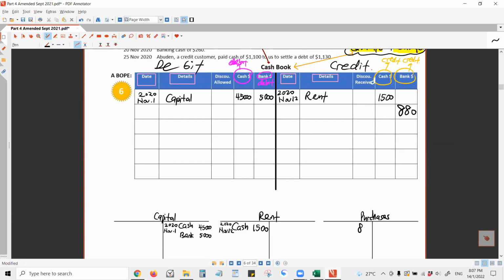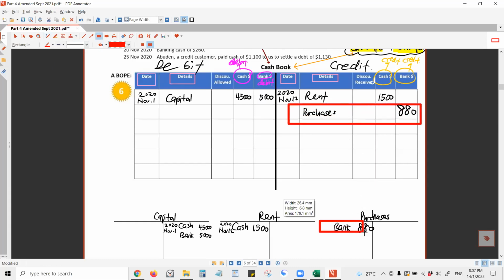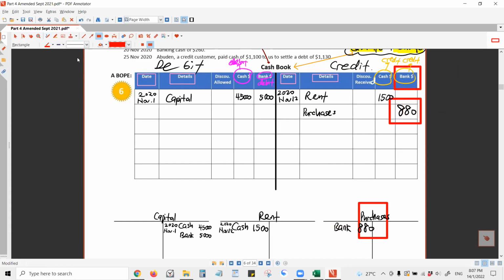So write the number 880, credit bank, debit purchases. Write down the number first, then the details are the name of the neighboring account. So you write purchases here, and you write bank here. Again, a reminder to you: don't tell me that this is crediting purchases, don't tell me that this is debiting bank. No. We focus on the position of the number and the name of the account. This is debit purchases. This is crediting bank.